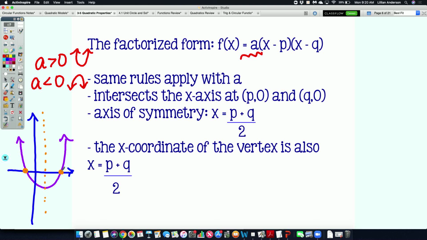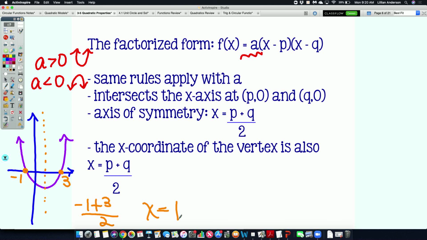It is that point that's halfway in between them. So if this x-intercept is -1 and this x-intercept is 3, to find your axis of symmetry, you would add them together and then divide by 2. What's -1 plus 3? 2. Divided by 2, 1. So x equals 1 would be your axis of symmetry.